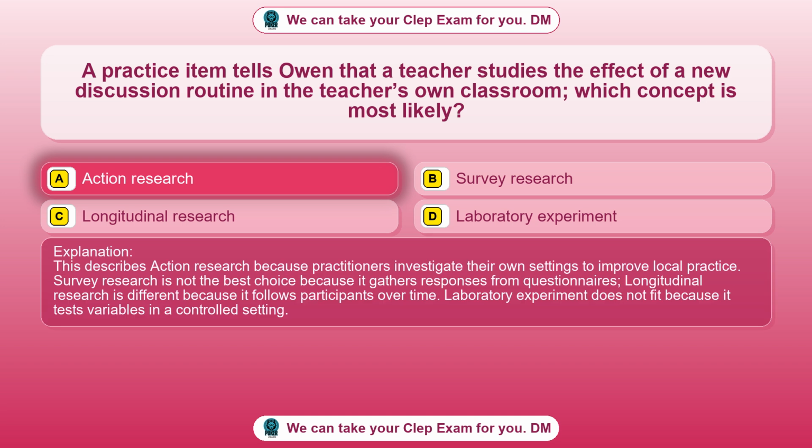This describes action research because practitioners investigate their own settings to improve local practice. Survey research is not the best choice because it gathers responses from questionnaires. Longitudinal research is different because it follows participants over time. Laboratory experiment does not fit because it tests variables in a controlled setting.